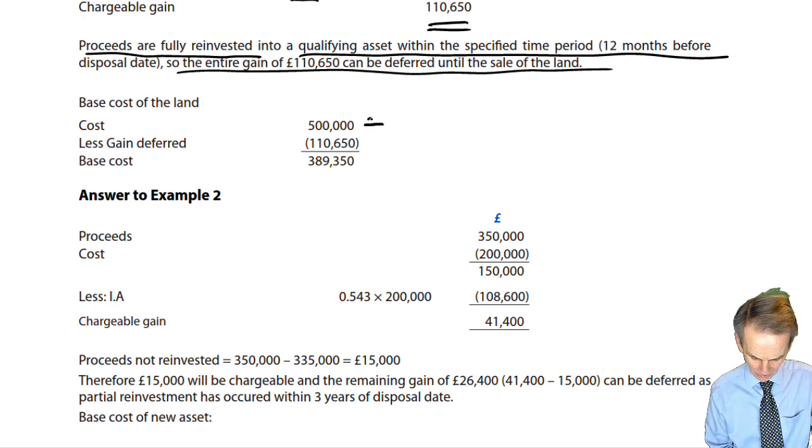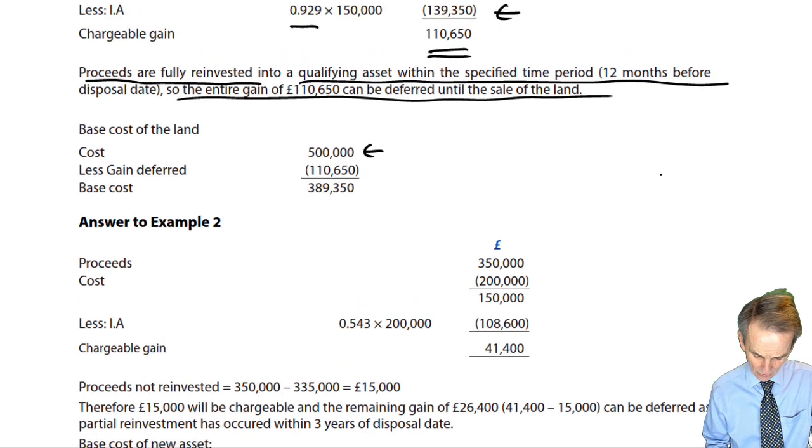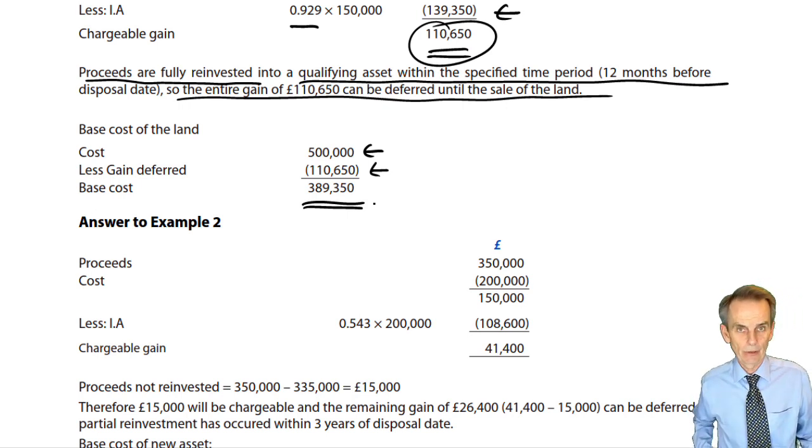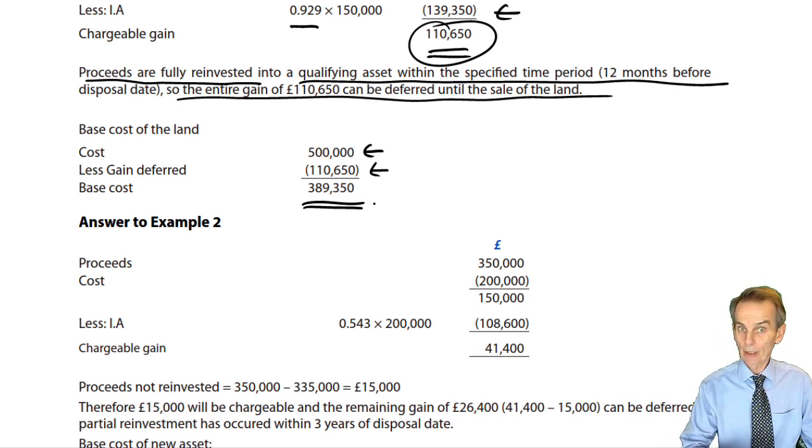So what has actually cost you 500,000 is reduced by the extent of the rollover relief claim. That was the full gain that arose, bringing you down to a base cost. So when the company sells that land in the future, you'll be using a base cost not of 500,000, but the reduced figure of 389,350. Again, if at that point we sell, we buy, we fully reinvest, then that process of deferral can continue on and on.